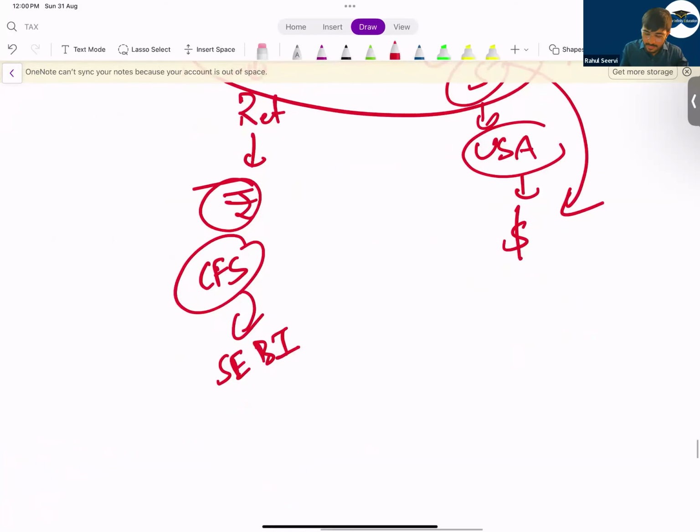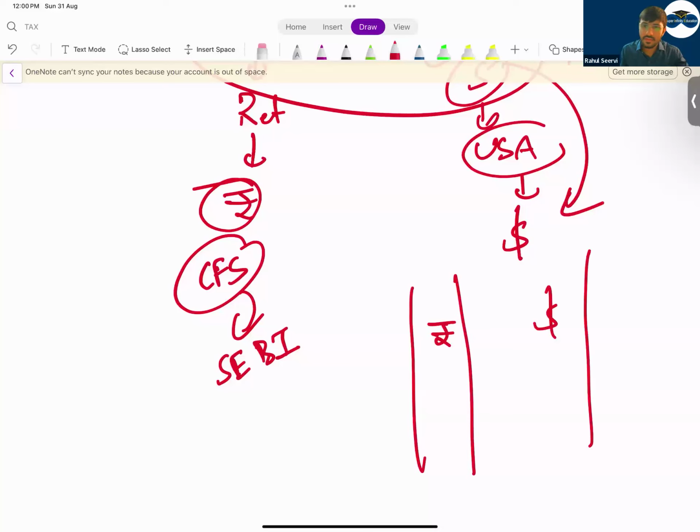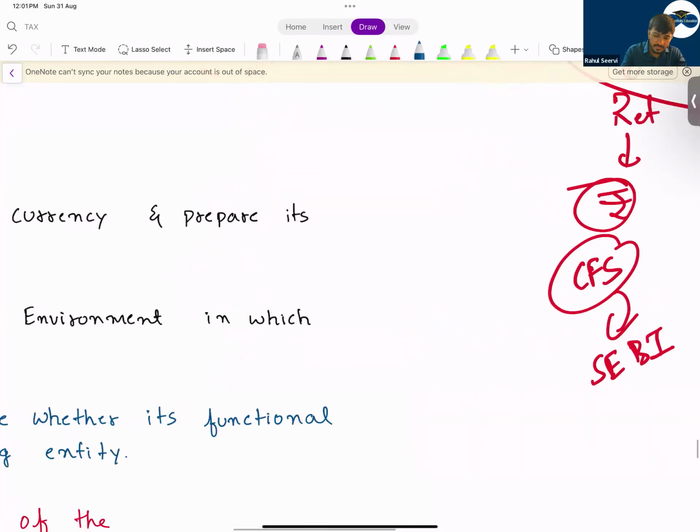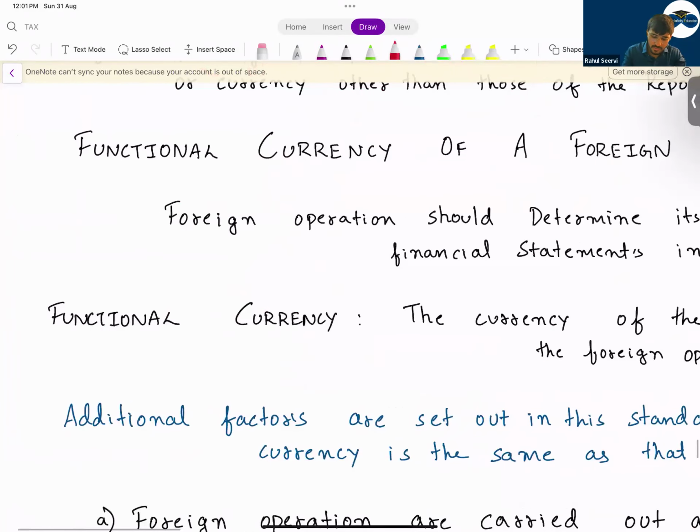Now, can the company consolidate a balance sheet and a P&L in rupees with one in dollars? No, it creates an issue. So what should the company do? Whatever the exchange rate at the reporting date is, it should be converted. So dollars will be converted to rupees. And when you convert the dollars into rupees, here and there some exchange gain or loss will arise. That exchange gain or loss should be recorded in OCI. Let us see now. I hope everyone understood the basics.